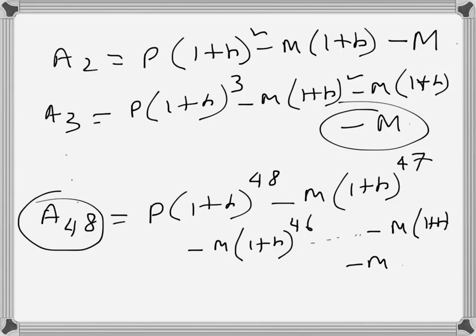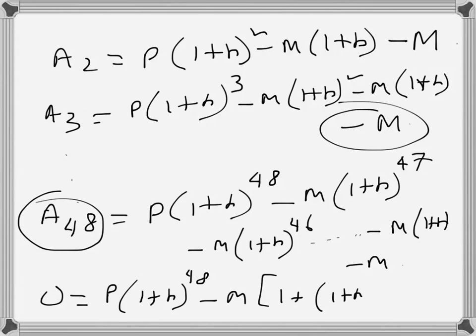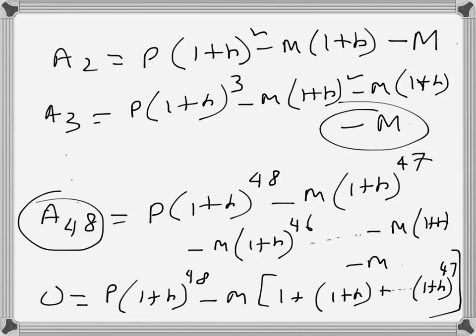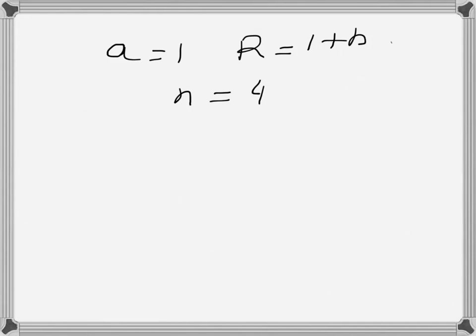So this is the amount owed after 48 months, but this one has to be 0 because after 48 months the amount has to be repaid. So we have 0 here, P(1 + R)^48 there, and if I take the M out, it becomes 1 plus (1 + R), and goes on like this, up to (1 + R)^47. So a geometric series there, and in the series the first term is 1, the common ratio is 1 plus R, and the number of terms is 48. So the total number of terms will be 48.